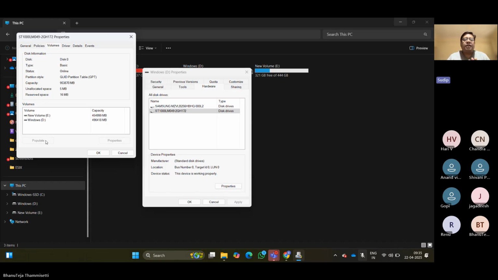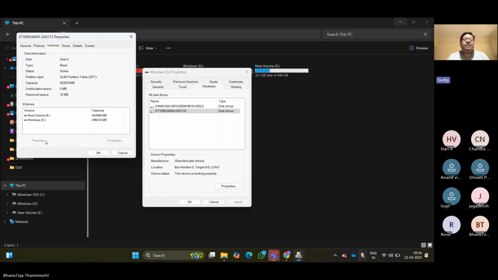So this is not an SSD. This is a normal spinning hard drive. The Samsung hard disk in Bhanu's laptop is an SSD, and the spinning hard drive is from Seagate. Two different types of hard disks in the same machine, and still working fine. All right, no problem.